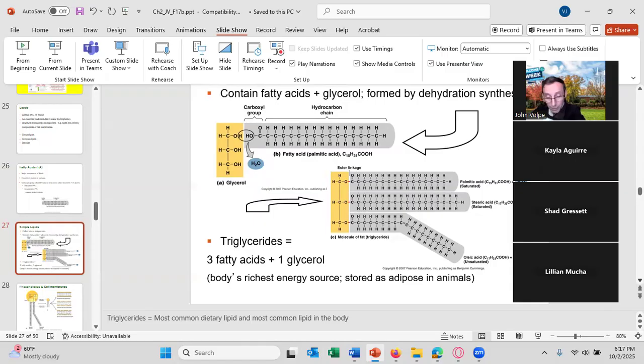By the richest energy source, it means you can get the most energy per pound or per gram, whatever you want to say, compared to any other food that you could eat. You'll get the most energy from a triglyceride or a fat.